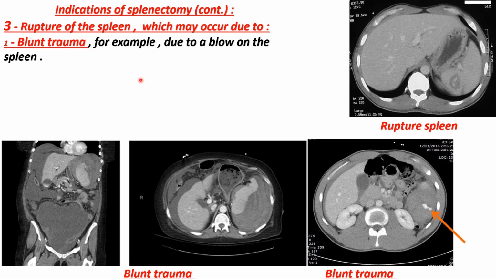The third indication of splenectomy is a rupture of the spleen, which may occur due to blunt trauma, for example, due to a blow on the spleen. We are seeing here cases of rupture of the spleen from blunt trauma.